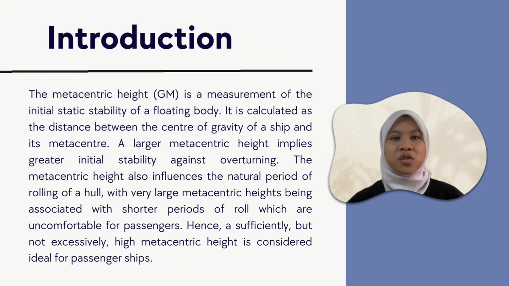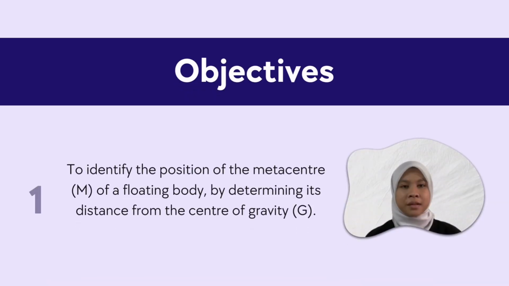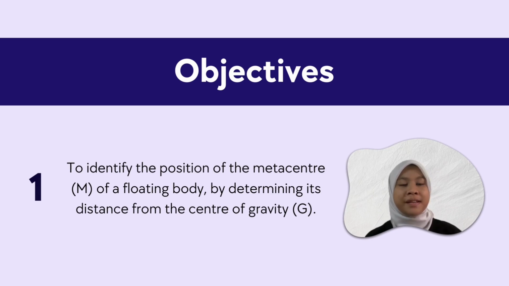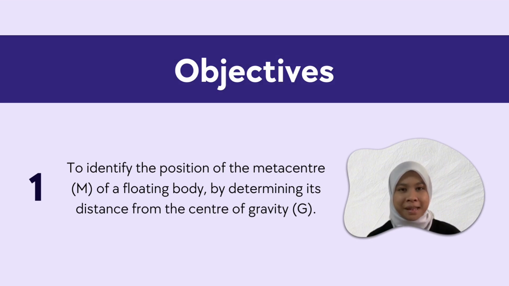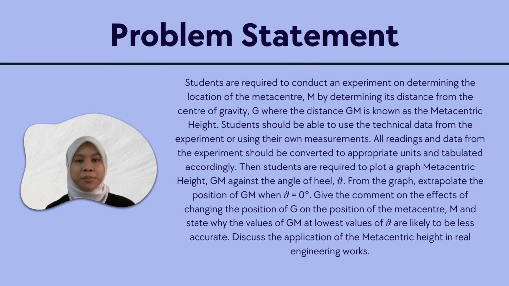The metacentric height also influences the natural period of rolling of a hull, with a very large metacentric height being associated with shorter periods of roll which are uncomfortable for passengers. Hence, a sufficiently but not excessively high metacentric height is considered ideal for passenger ships. The objective is to identify the position of the metacenter of a floating body by determining its distance from the center of gravity. Then I will explain the problem statement.